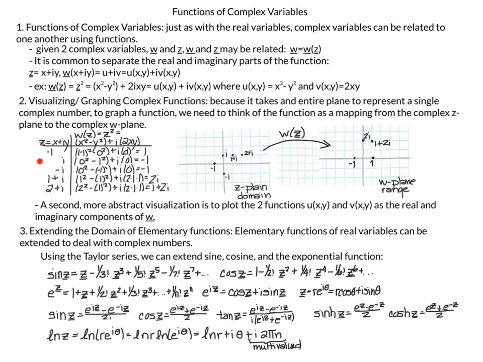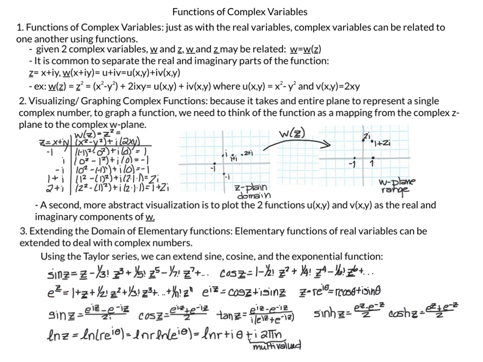At this point, I'll also give you a few more examples of different types of graphing of functions of complex variables before we go into our last topic, which is extending the domain of elementary functions. Functions of real variables can be extended to deal with complex numbers. So for sine of z, we can extend the domain to not just be real numbers, but take complex numbers. And we do this using the Taylor series, which we looked at in our previous video. We can do this for cosine as well, and e to the z, which we also did in our previous video.